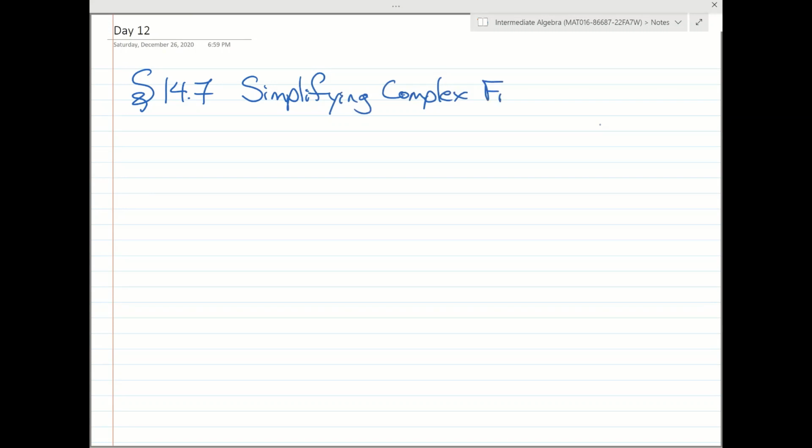Section 14.7. And in section 14.7, we will be going over how to simplify complex fractions.